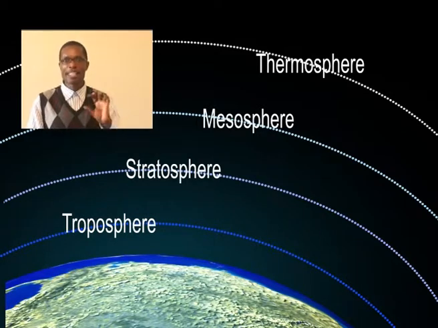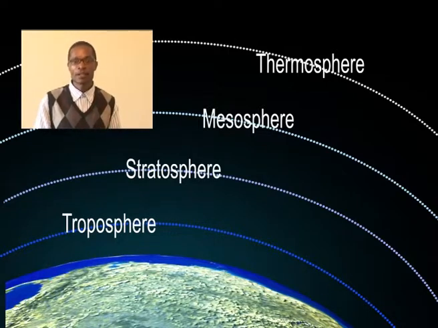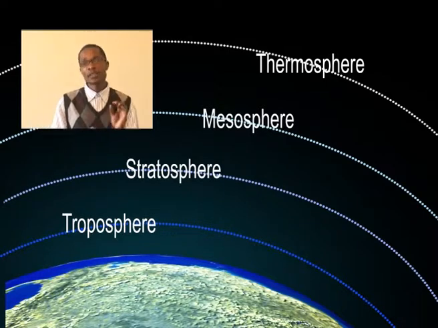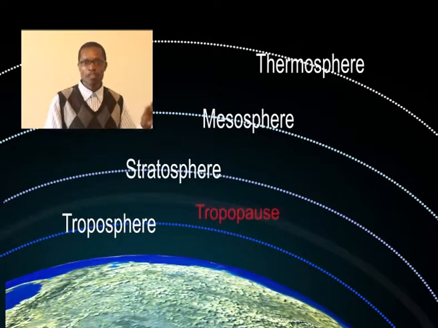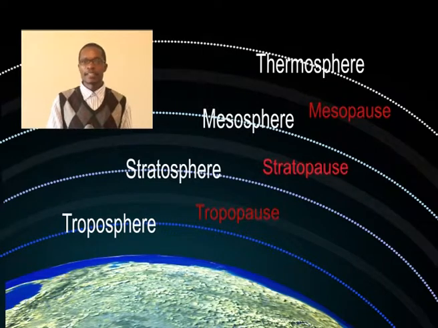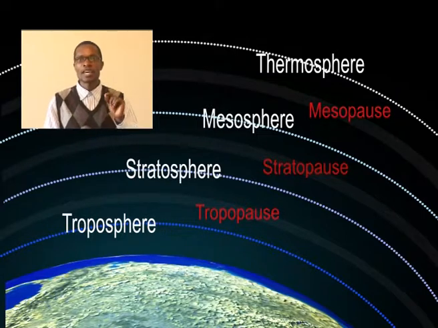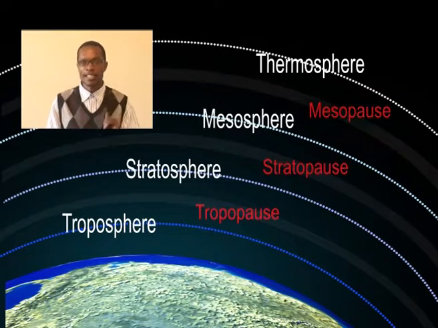These zones are separated from each other by three zones of transition. The zones of transition, which are also known as isothermal layers, are tropopause, stratopause, and mesopause. Why do we call them isothermal layers? Because while crossing these zones, the temperature does not change. That means it is constant with the increase in altitude.